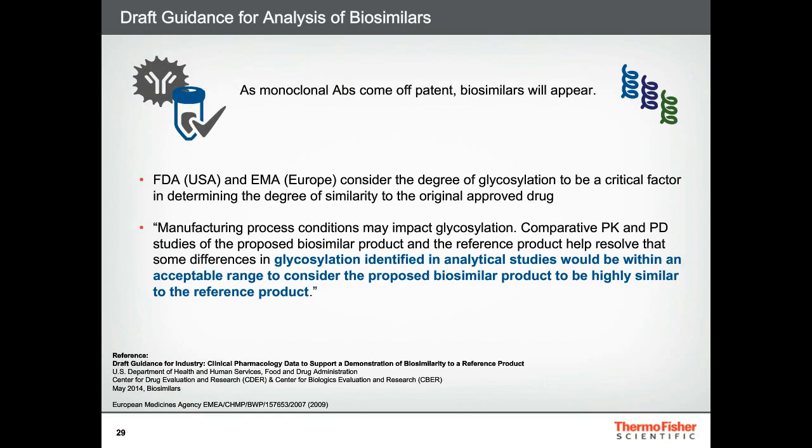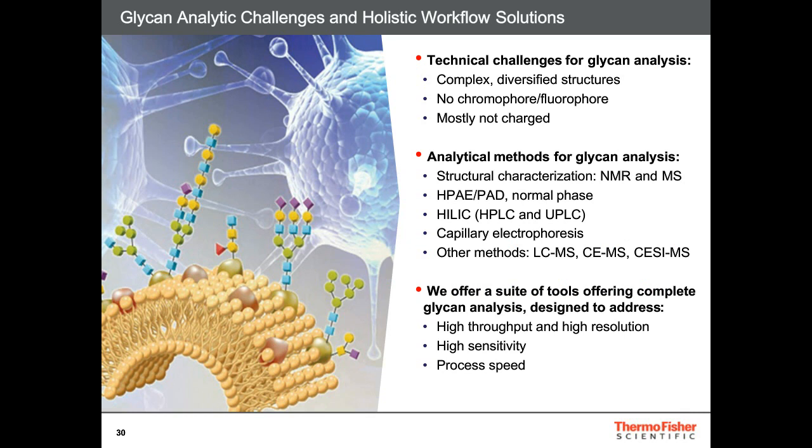As monoclonal antibodies come off patents, the biosimilar race will heat up. In fact, it already started. In July 2014, FDA accepted the application for the first biosimilar, and in March 2015 approved the first biosimilar in the USA. FDA and EMA have defined critical factors in determining the similarity, to ensure glycosylation is well characterized in biotherapeutics and is highly similar to the reference product.